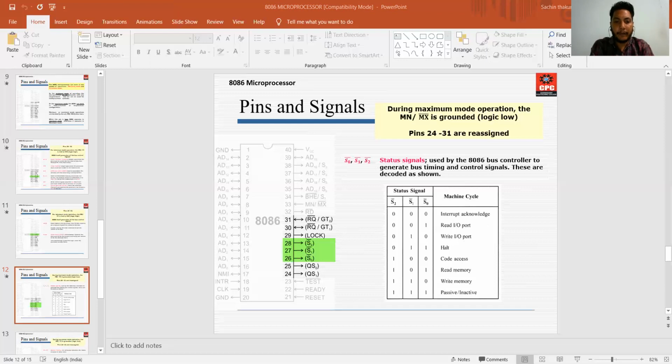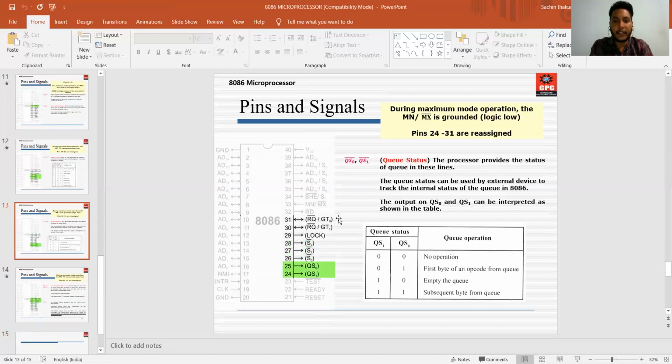Now the next is pin number 25 and 24. That is the Q status pins, QS0 and QS1. The processor provides the status of the queue on these lines. The Q status bits show the status of the internal instruction queue. That means how the instructions are queued in the processor. The encoding of this signal is given as follows.